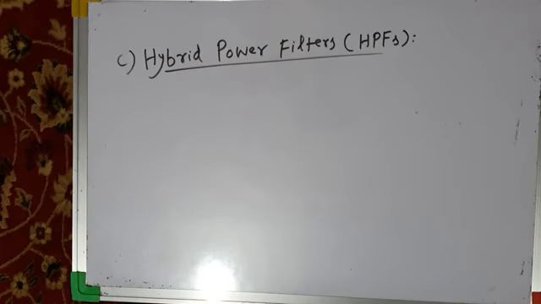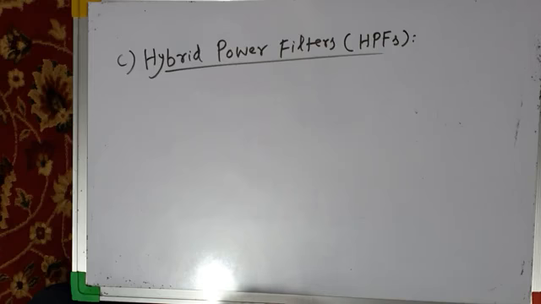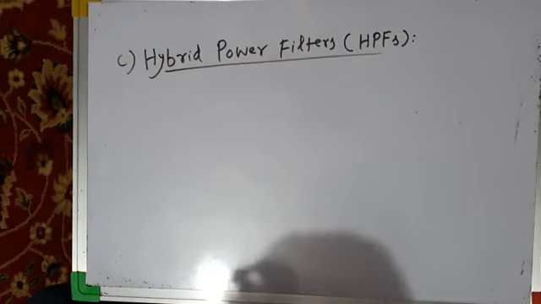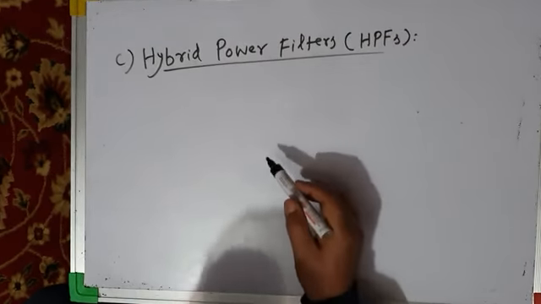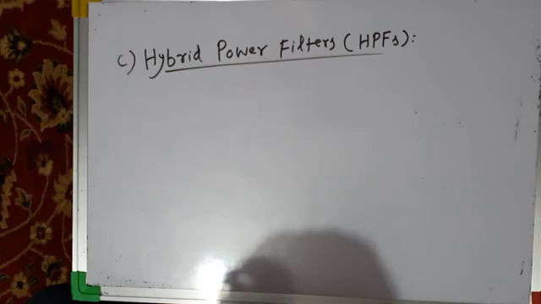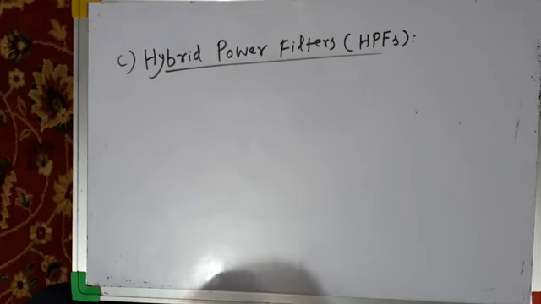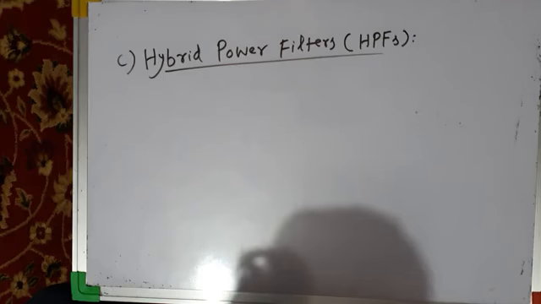So therefore, the work is divided between the two types of filters. Active power filter does some percentage of compensation, and passive power filter does the remaining compensation, and therefore the compensation becomes perfect. And the advantage is that the rating and size, and hence cost, of active power filter is reduced, and the total cost of active power filter and passive power filter becomes less than active power filter alone.